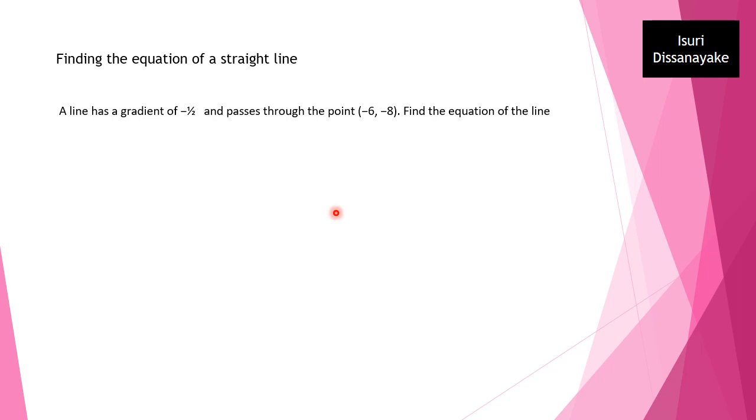A line has a gradient of -12 and passes through the point -6, -8. So when it refers to a point, it has an x coordinate and a y coordinate. So what you have to do here, you have to find the equation of this particular line that passes through this particular point -6 and -8. Let's see how to do this. Gradient is equal to -12. X coordinate is -6 and the y coordinate is -8.